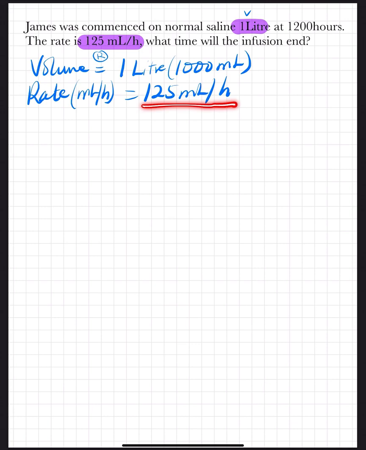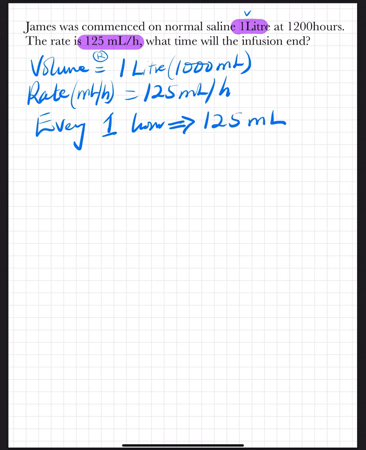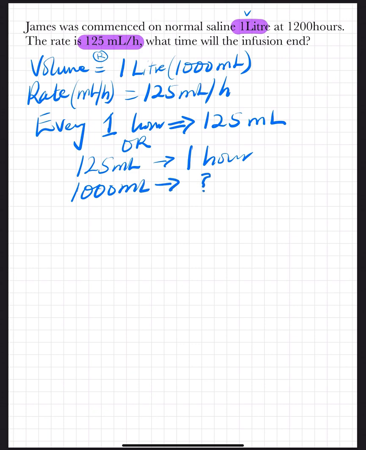So we could put this in plain English. What this means is for every 1 hour, the patient will receive 125 mils. Or in other words, we could also say for every 125 mils, it will take 1 hour to infuse. So our question now, we're asking ourselves, is the original volume, which is 1,000 mils, will take how long to infuse.